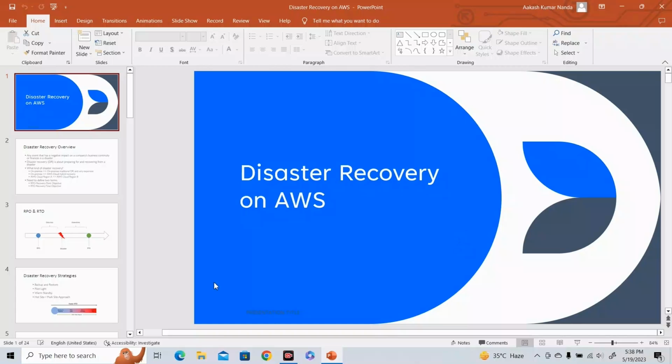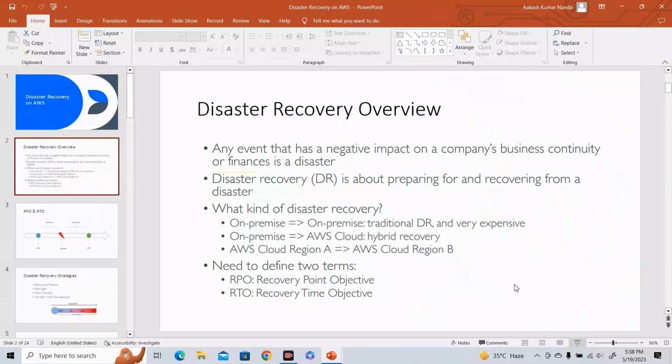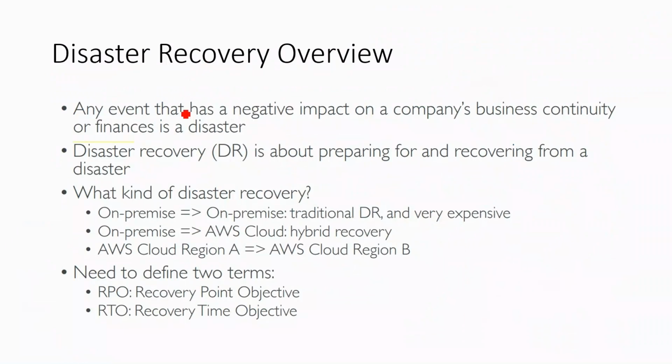Right, let us first talk about what disaster recovery is. Basically, any event that has a negative impact on a company's business continuity or finances is a disaster. It can be a natural disaster, a theft, or a cyber crime, or whatever happens to your company that results in a loss or negative impact. So disaster recovery, DR, is about preparing for and recovering from a disaster.